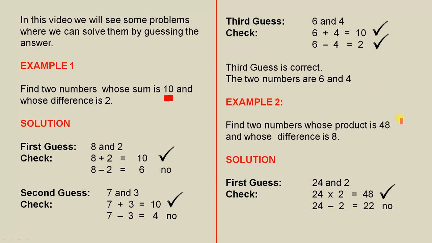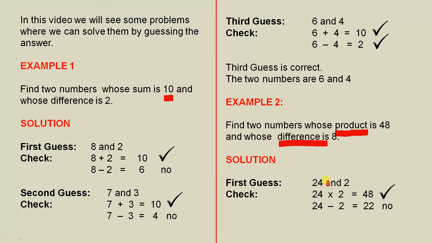Example 2. Find two numbers whose product is 48 and whose difference is 8. That is, product means multiplication. So when we multiply the two numbers together, we have to get 48. Difference means subtraction, so when we subtract them, we get 8. Okay, now, we can see straight away that some of these guesses are not correct, but I'm just doing it to teach you the process, that is, the way that it's done.